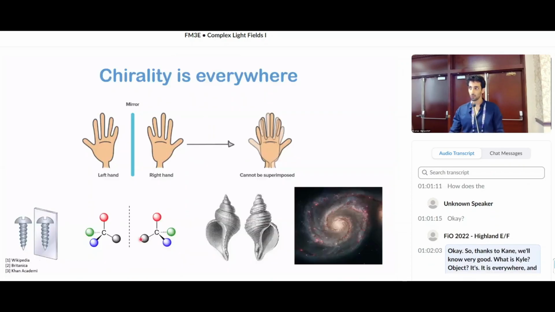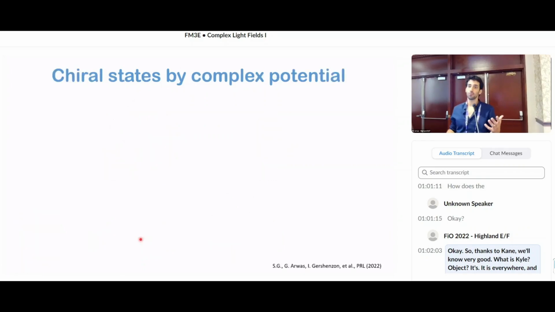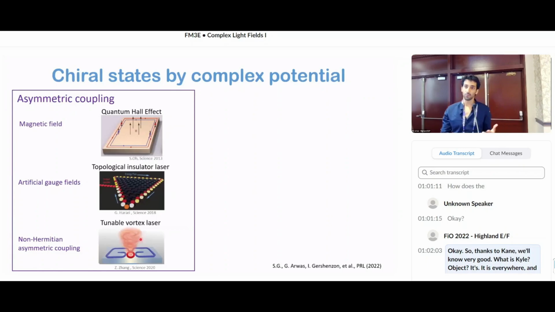Okay, so thanks to Kane, we'll know very well what a chiral object is. It is everywhere, and it's a fundamental property of nature. And usually in a physical system, if one wants to generate a chiral state, one will use some kind of asymmetric coupling, like the magnetic field in the quantum Hall effect, like the artificial gauge field in the recently demonstrated topological insulator laser, or other types of asymmetric coupling. And here the intuition is very clear, right? If you have asymmetric coupling, you have directionality and therefore chirality if you have a closed loop.